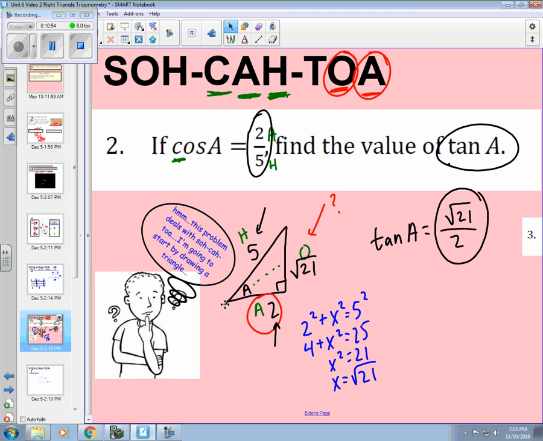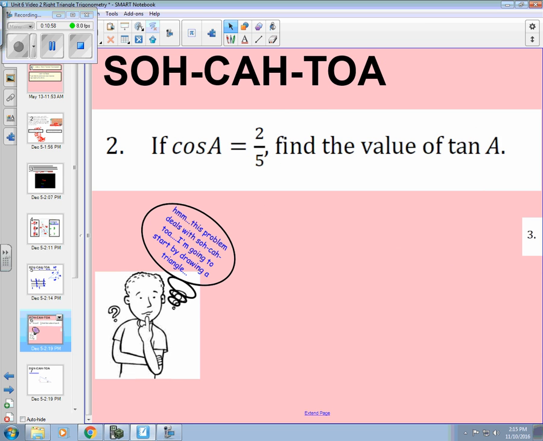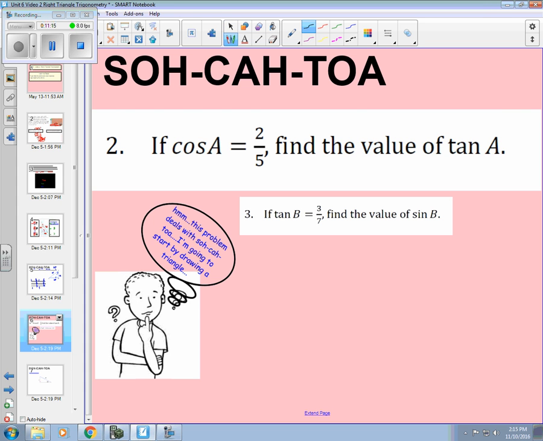All right, let's try one more of those. Number 3 here. They want us to do a different one, kind of the same type of problem, and find sine of side B. Why don't you pause the video and see if you can attempt this one on your own. All right, let's see what you got.